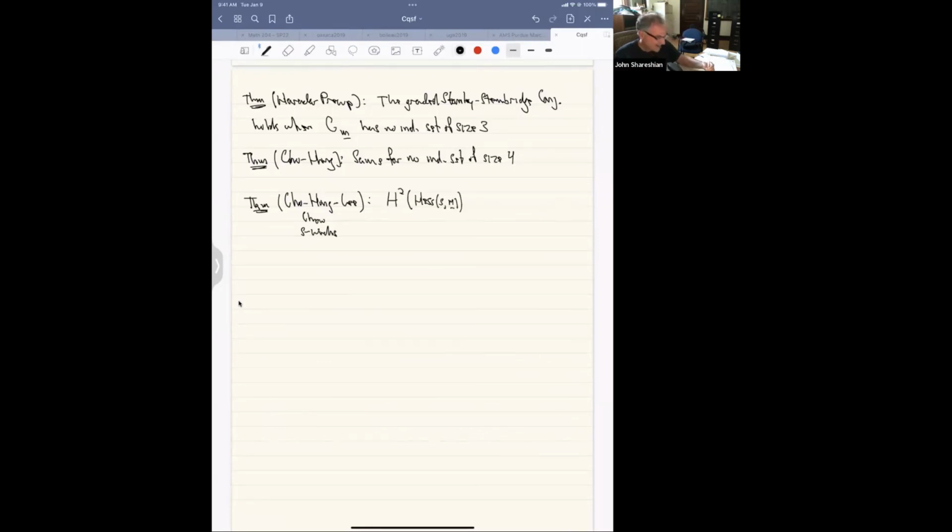If I just look at the second cohomology group, the graded Stanley-Sembridge conjecture holds just in degree 2. All right, that's known. So that's some progress. There are reasons for this. The irreducibles that appear in H2 are very restricted.